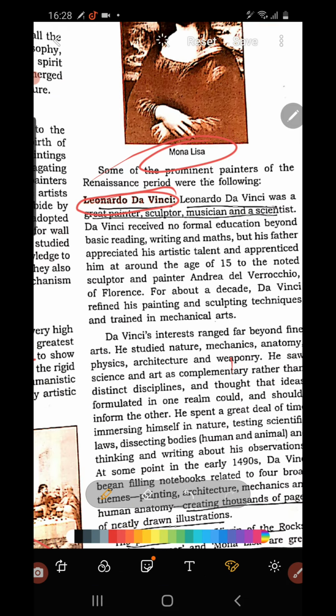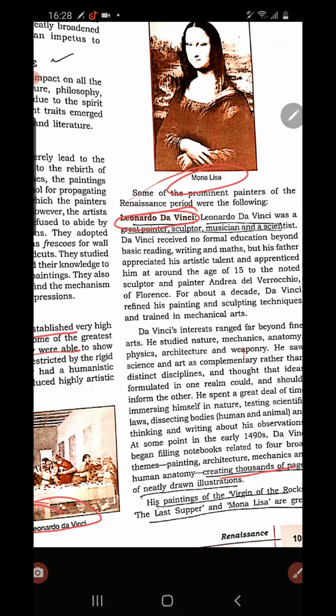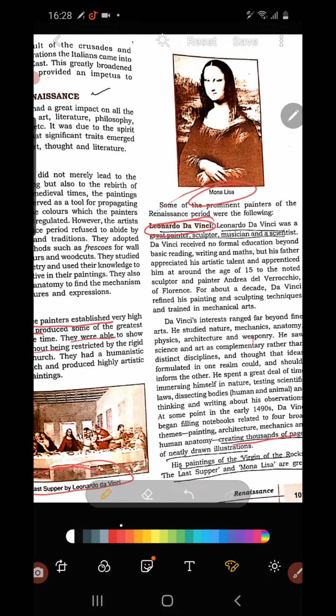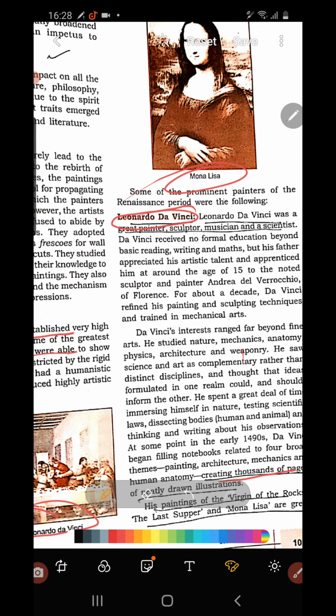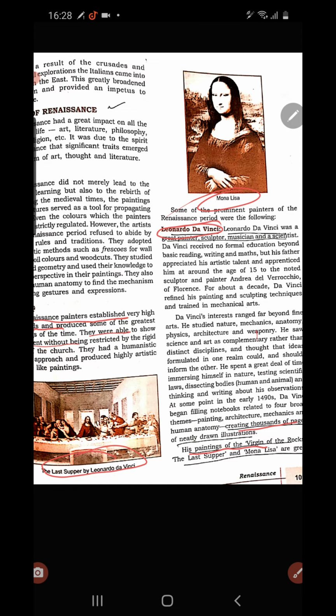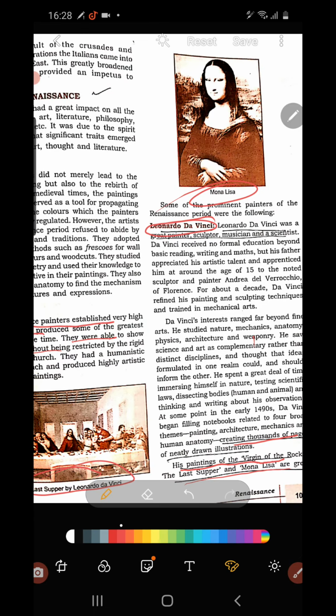Then you have to remember that creating thousands of pages neatly drawn. So that one you can leave. You can read one of his paintings, the Virgin of the Rocks, and Last Supper and Mona Lisa are the great paintings.